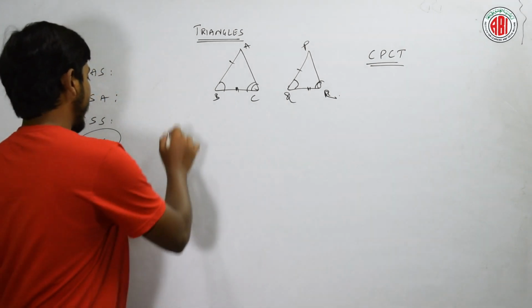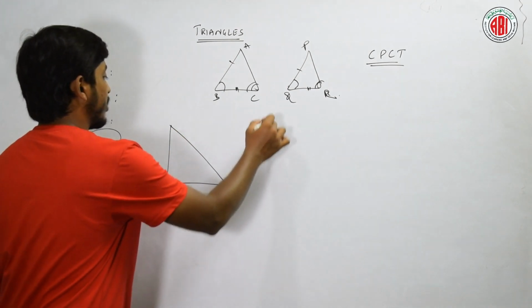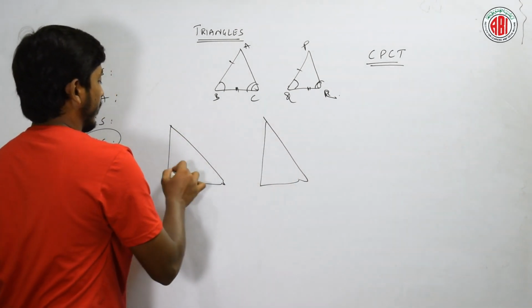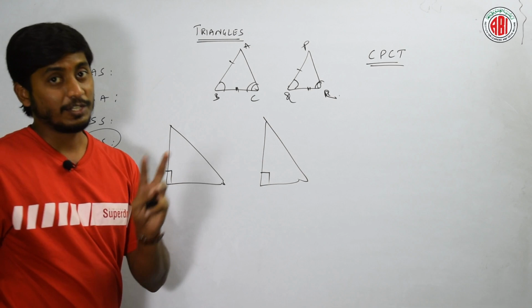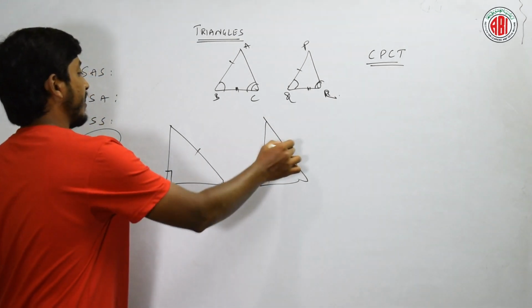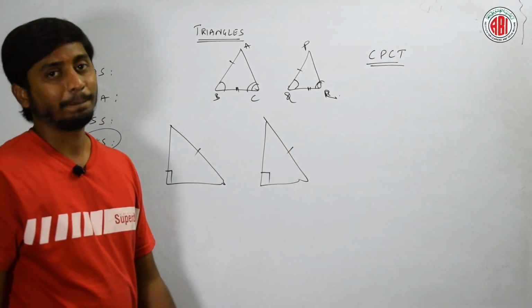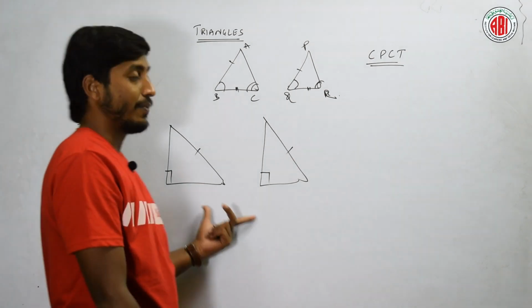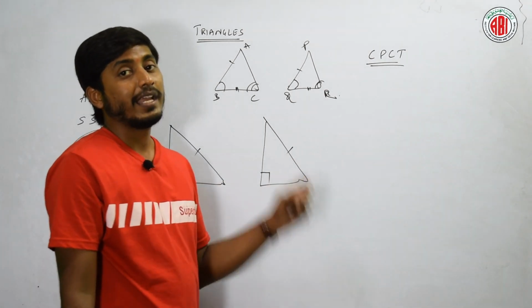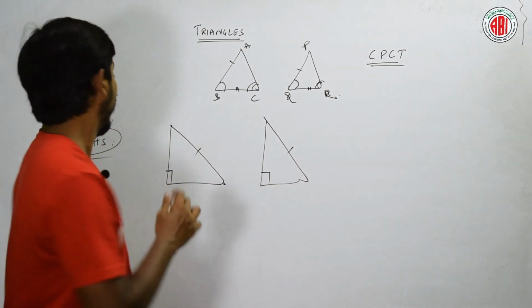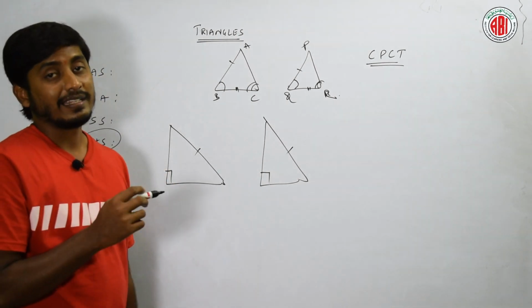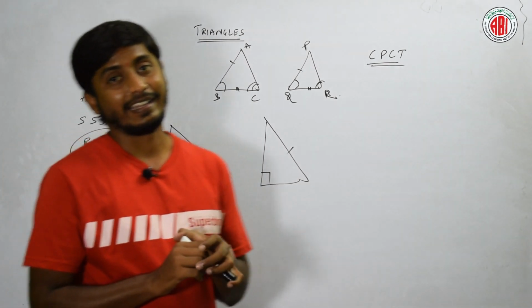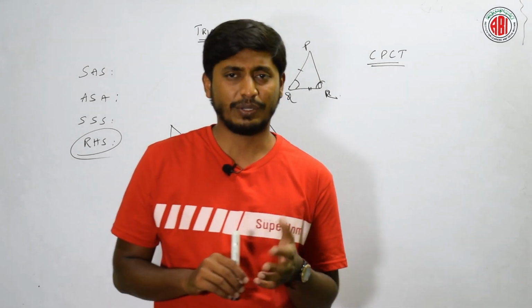Both the triangles should be right angled and the hypotenuse must be equal. Therefore, both the triangles can be said to be congruent. Clear? Shall we start doing problems?